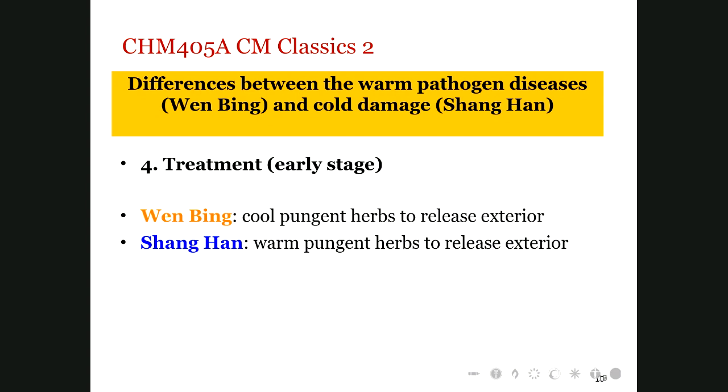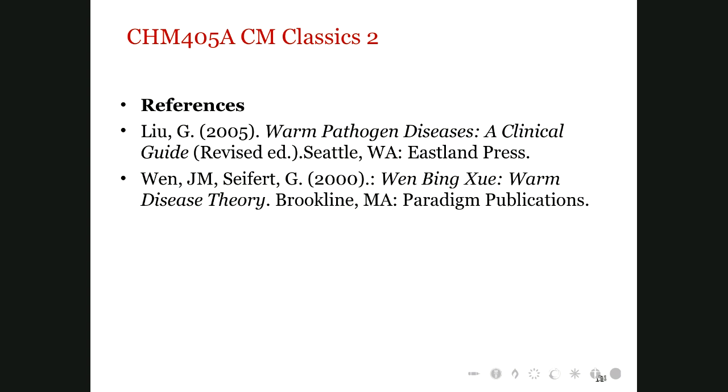perspiration. So in the earliest stage, the Wei level, both Wen Bing and Shanghan will adopt the diaphoretic method to enhance perspiration, just using different natures of herbs. One is cooling and one is warming. Both of them are aromatic. So which is matched with what is dominant. Now let's have a look at the second part of this information today.